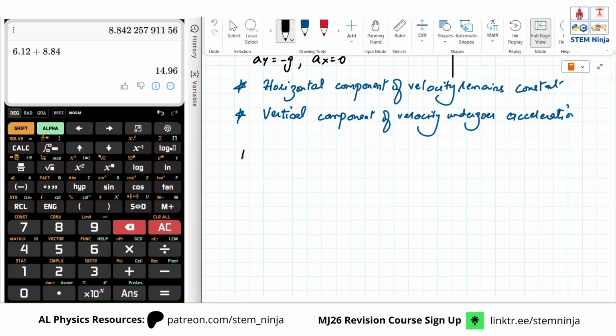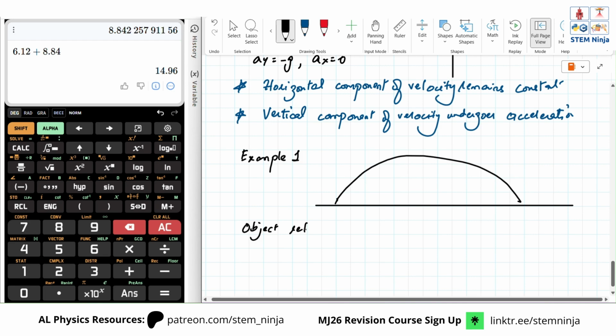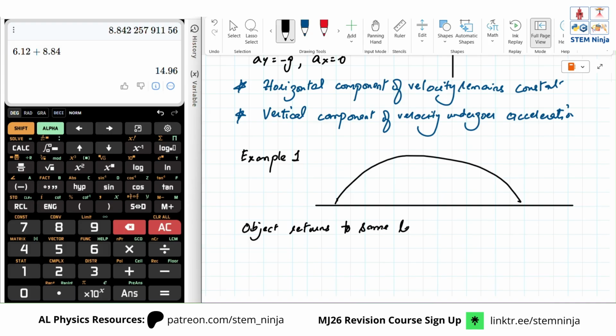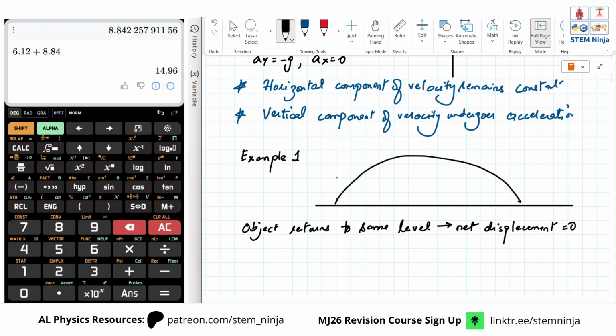So let's see example number 1, where the object returns to its same level. Same level, that means net displacement would be 0. So object returns to same level. That would mean net displacement is 0. So whatever values we have, that would become very simple.